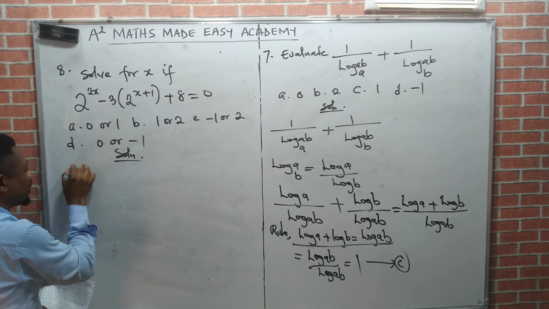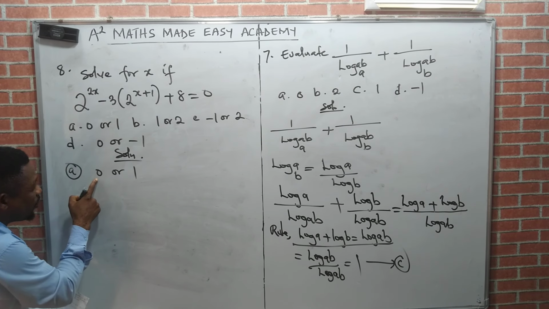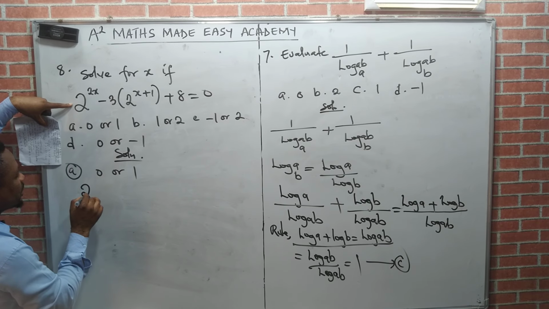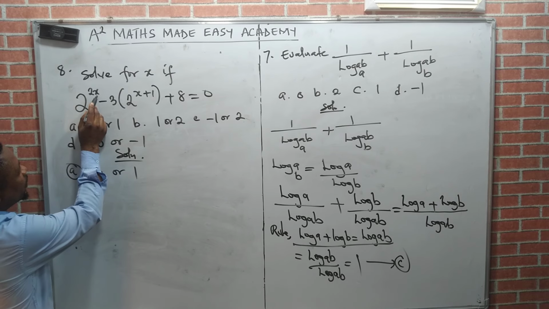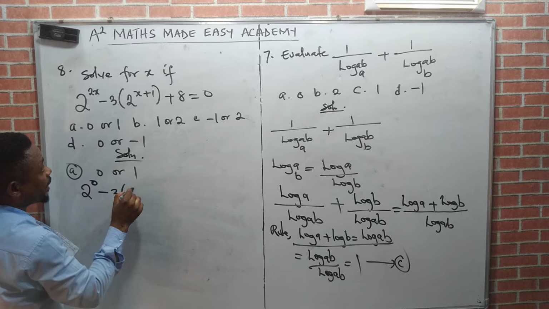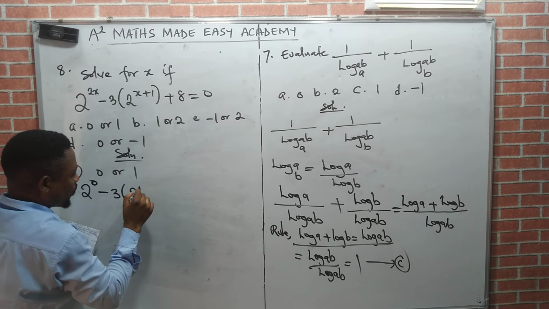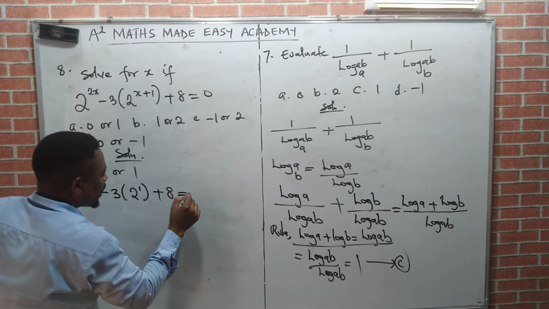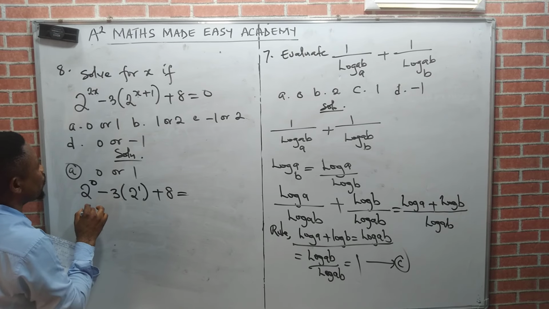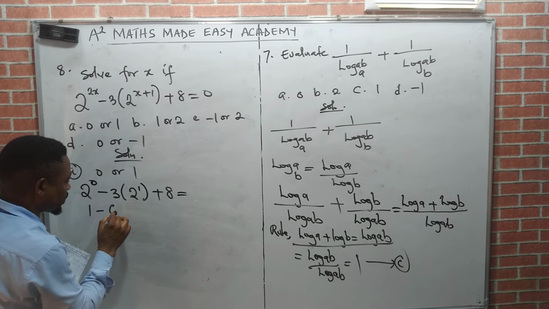Let me observe option A. Option A says 0 or 1. So whenever we see x, put 0. This is 2x, what is x? 0. 0 times 2 will give us 0. Then minus 3. Open the bracket 2 raised to x again. What is x? 0. Then 0 plus 1 is 1. Then plus 8. Let us see whether this will give us 0. Watch. 2 raised to power 0 is 1. Then minus 2 raised to power 1 is 2. This times this will give us 6.